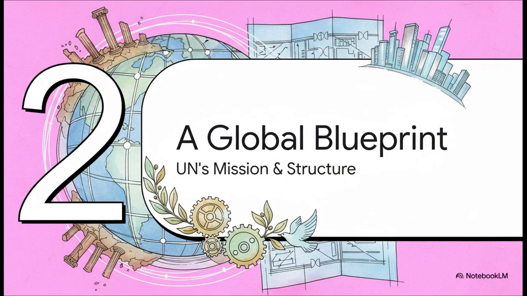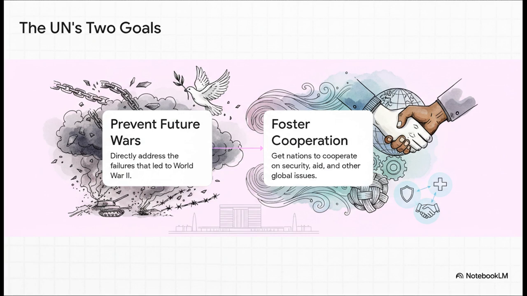So, learning from that epic failure led to a whole new plan. The United Nations wasn't just a simple rebranding of the League. It was a total redesign, built from the ground up with a really clear mission and, crucially, the power to actually back it up. And that mission, while huge, can pretty much be boiled down to two core pillars.